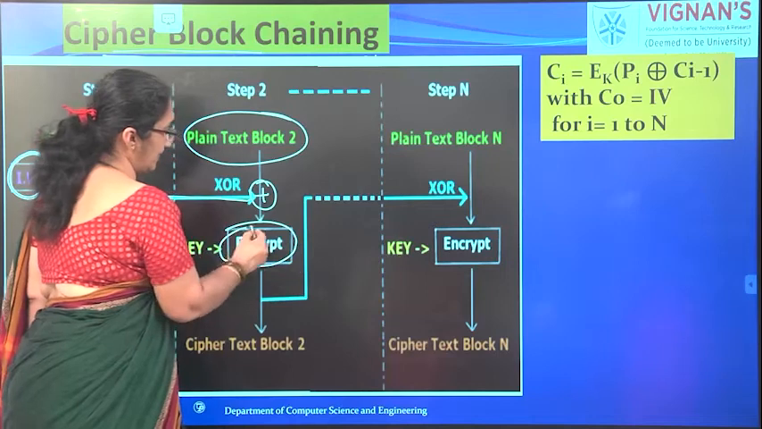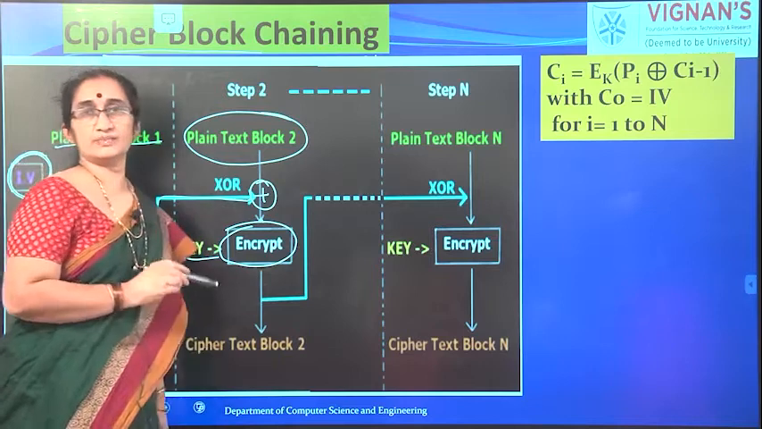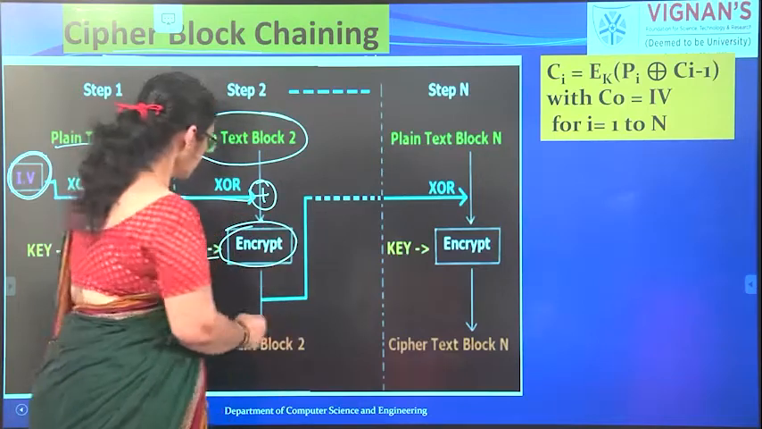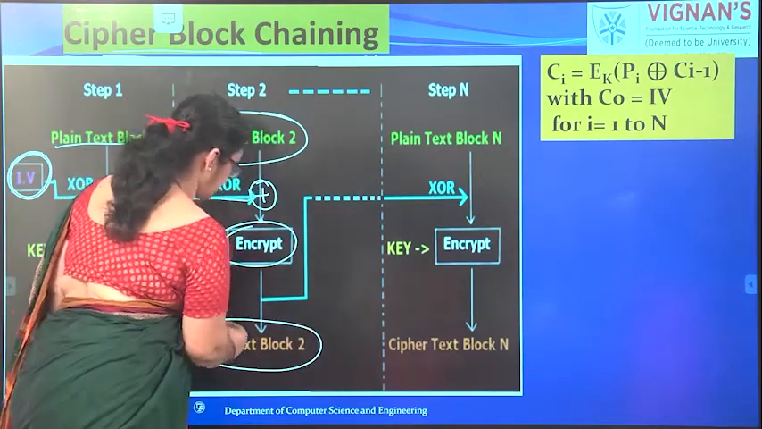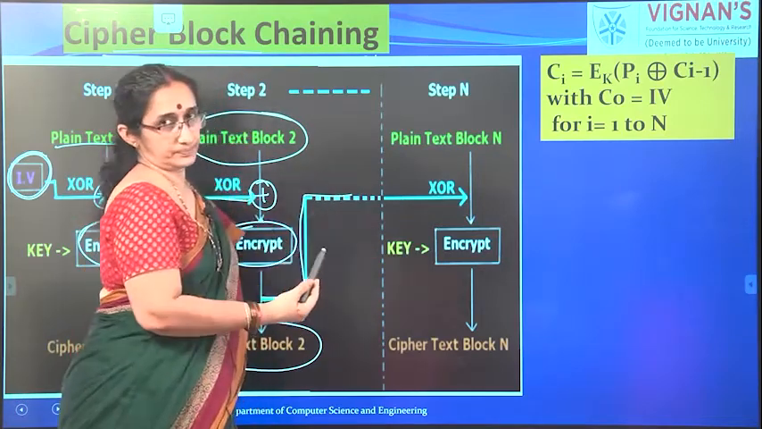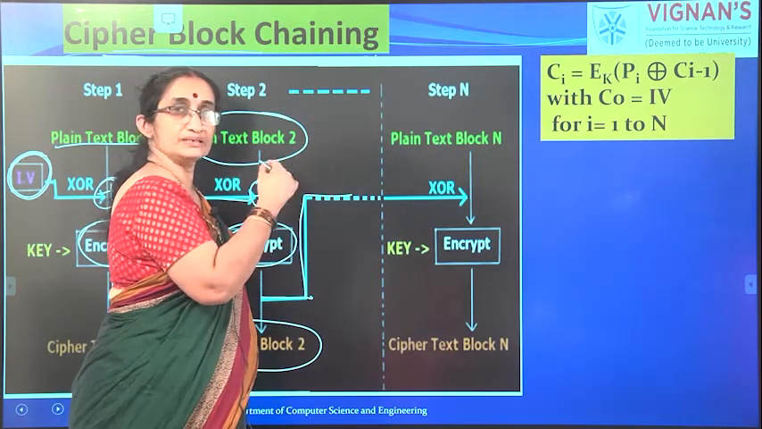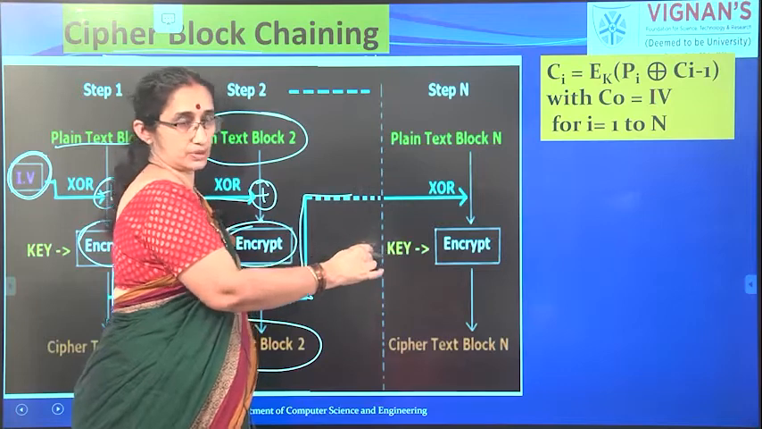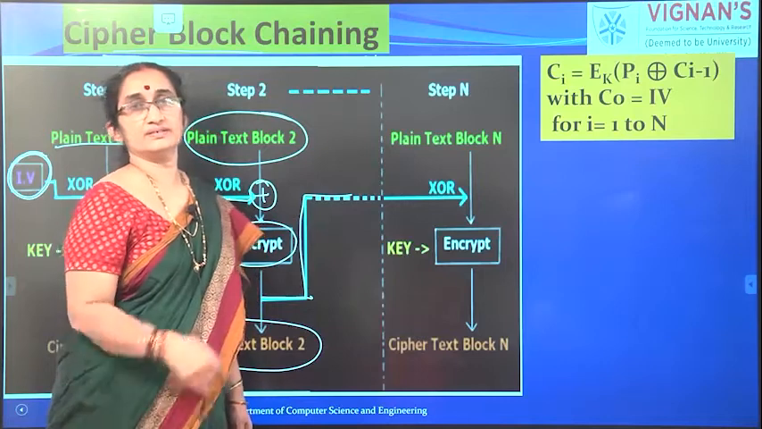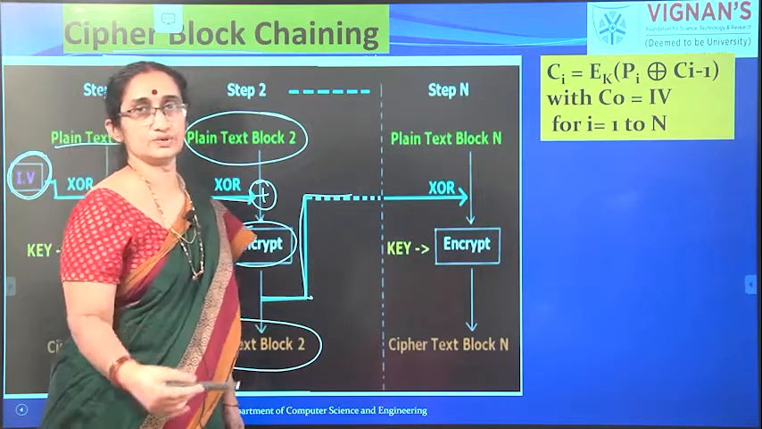Again, the output of that is sent into the encryption algorithm, using the same key, because this is a symmetric cipher algorithm, both the sender and the receiver use the same key, and we get the ciphertext. Again, this ciphertext will be sent to the next plain text block. So the ciphertext is chained from one block to another block, and finally all the ciphertext together will be the ciphertext that reaches the receiver. At the receiver side, again he has to decrypt it.